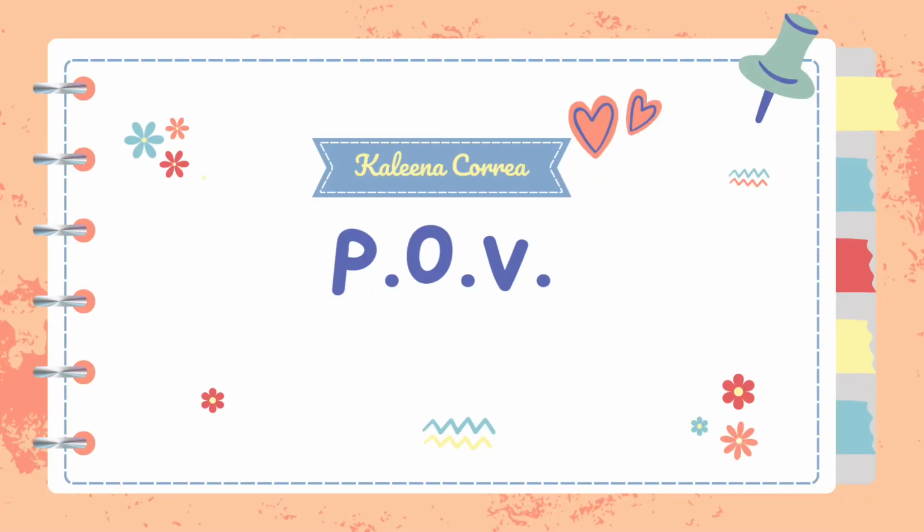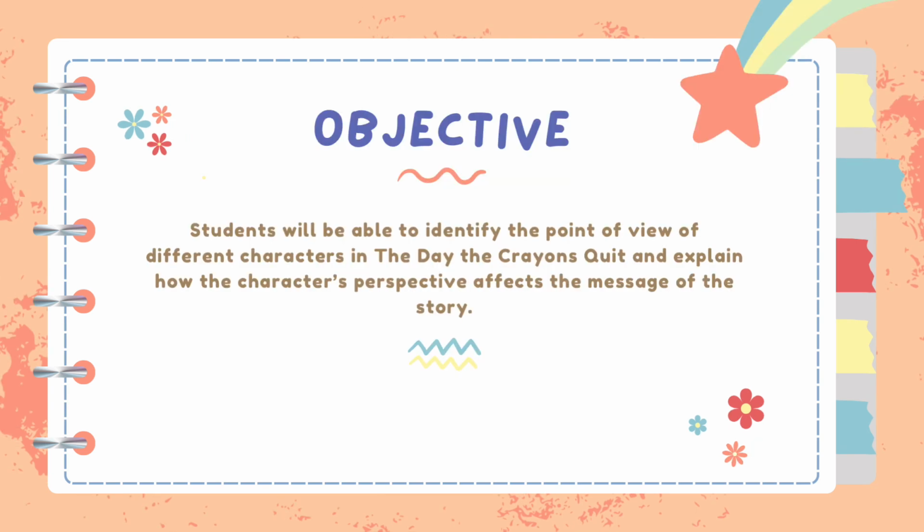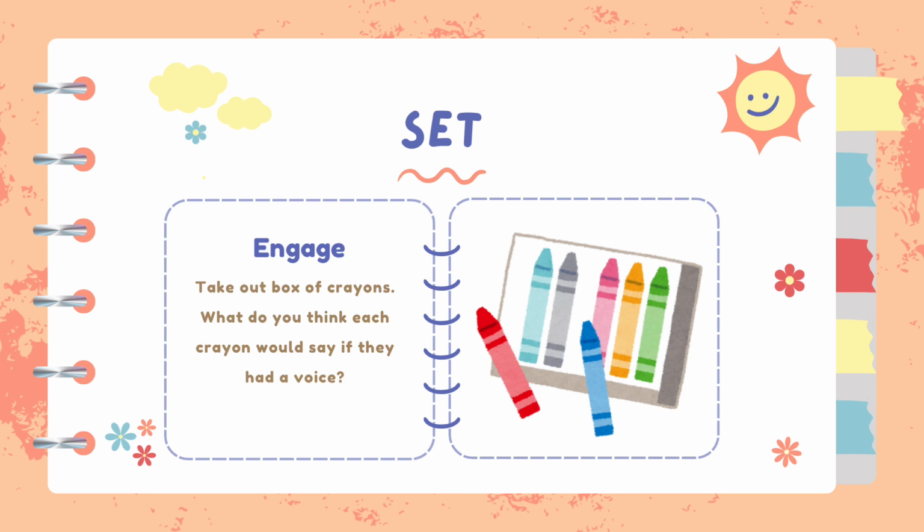Welcome to my MicroTeach lesson plan about point of view, otherwise known as POV. The objective for this lesson is for the students to be able to identify the point of view of different characters in The Day the Crayons Quit by Drew Daywalt, being able to explain how the character's perspective affects the message of the story in the process.